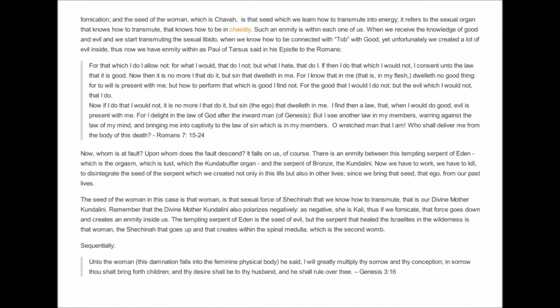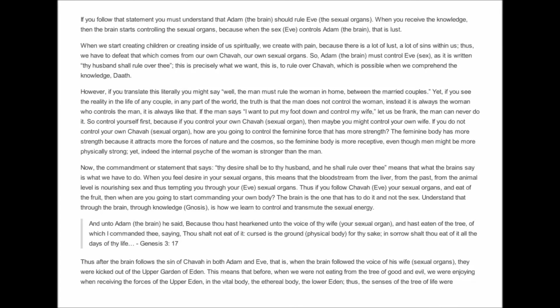And the seed of the woman, which in this case is that force, sexual force, that knows how to transmute. That brings, of course, the Divine Mother, Kundalini. And remember that the Divine Mother, Kundalini, polarizes also negatively. It's called Kali. If you fornicate, that force goes down. That's the enmity. The serpent that tempted in Eden is the seed of evil. But the serpent that healed the Israelites in the wilderness is the woman, the positive force that goes up and that creates in the spinal medulla, which is the second womb.